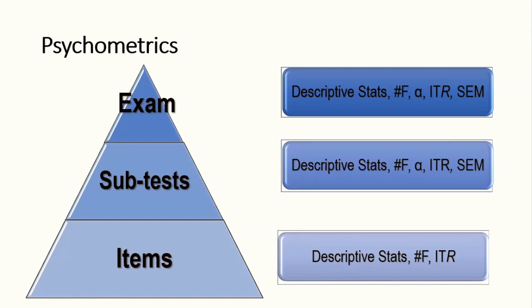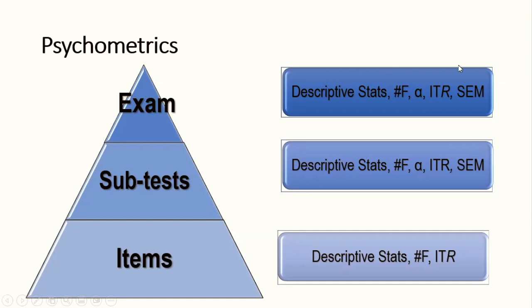The number of passing and failing students will apply to all. Only reliability and item to total correlations and standard error of measurement will apply to subtests and to exams, because using classical test theory, you cannot analyze reliability for single questions. So you have to have a group of questions to analyze reliability and item to total correlation and hence the standard error of measurement. So you don't see reliability, item to total correlations and standard error of measurement at the item level. The rest are the same.